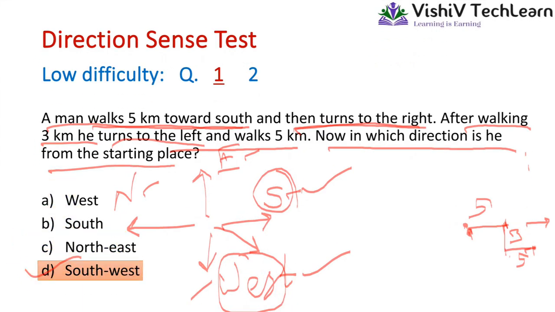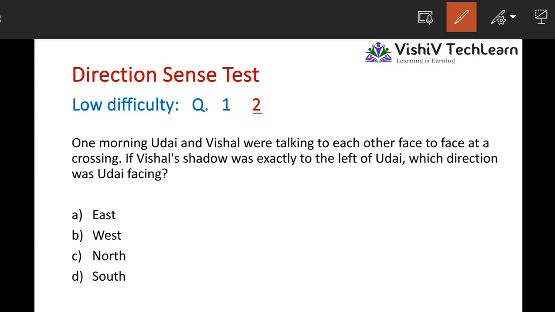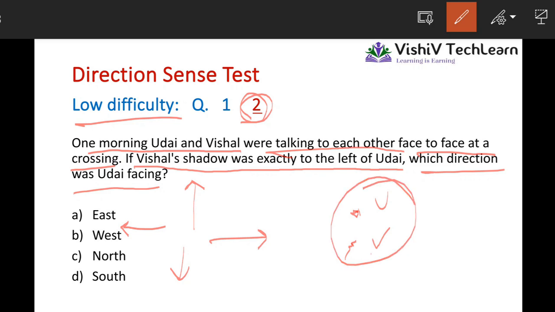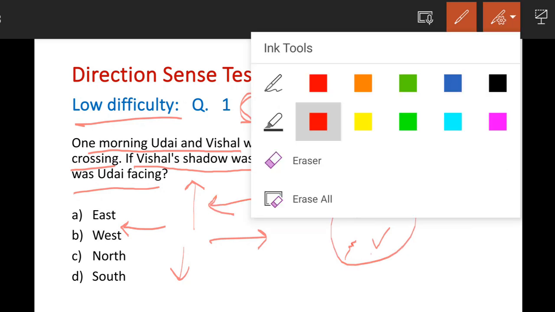Let's go for the second problem. Now let's try to solve the second problem of our low difficulty level. Let's read it first. One morning, Uday and Vishal were talking to each other face to face at a crossing. If Vishal's shadow was exactly to the left of Uday, which direction was Uday facing? Here, if we draw the directions and then try to draw the situation of Uday and Vishal, that will be a mismatch. So instead, let's first draw the situation and then we will focus on directions. Let me erase all this.